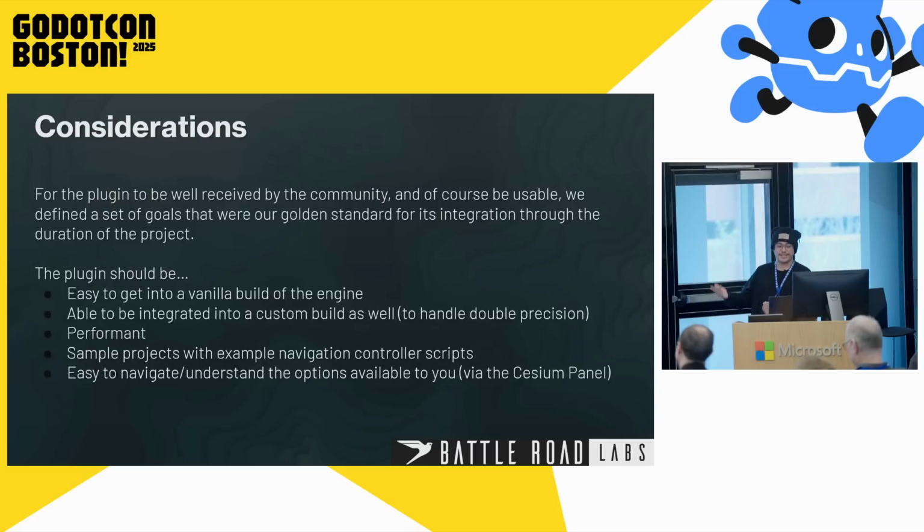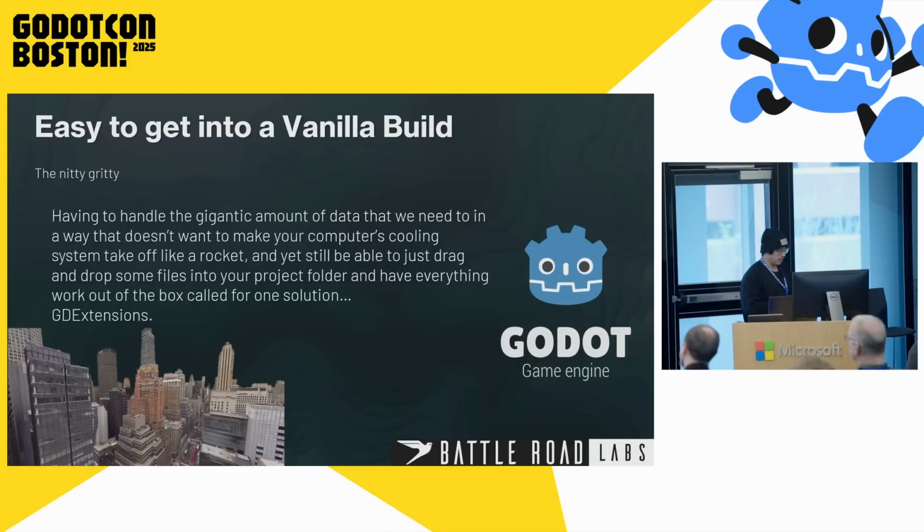And then it should be easy to navigate and understand the options available to you. So this is done through something that we call the Cesium panel, which is just basically a small menu where you have all of your options to upload assets, import assets, and just in general make the whole experience of getting from having an empty scene to having it render something as smooth and quick as possible. So let's take on that first point: easy to get into a vanilla build.